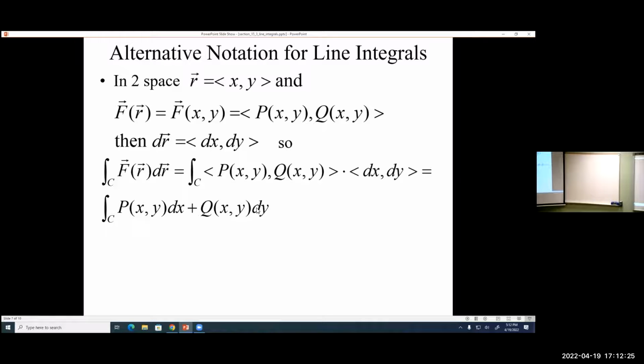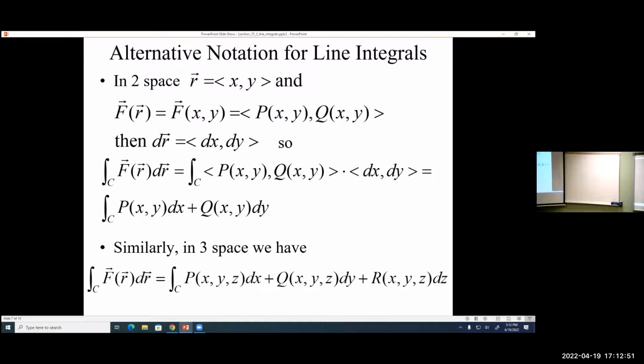The reason I say this is not necessarily all that useful is if P is a function of x and y, this first integral can't be done. Similar argument for this one. So this is only useful if P(x,y) is a function of x or a constant, and Q(x,y) is a function of y or a constant. So more often than not, we'll be parameterizing. But we could generalize this into 3-space. Everything we're going to do generalizes into 3-space. It just gives you that third component.